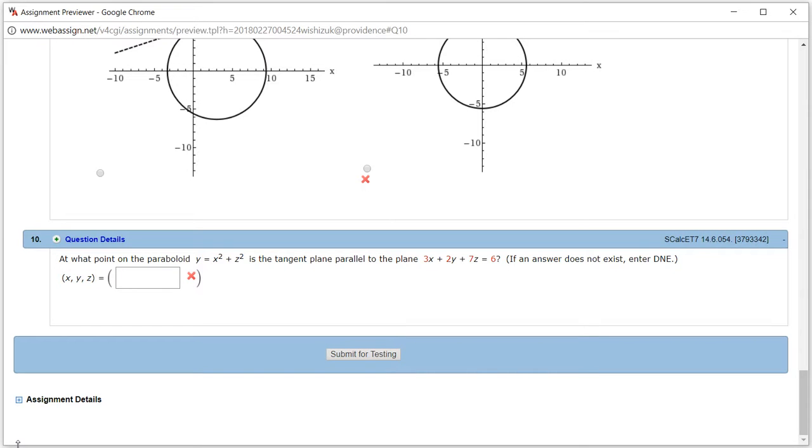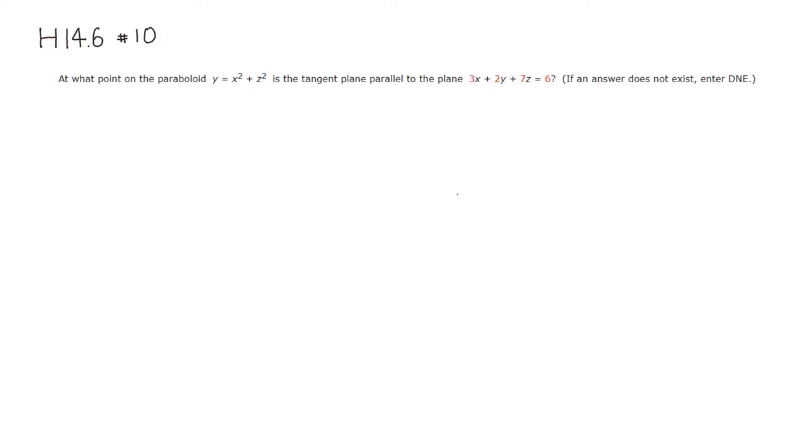Alright, let's look at the homework 14.6, problem number 10. So you have a paraboloid and we want this tangent plane to be parallel to this given plane here. So let's do that.